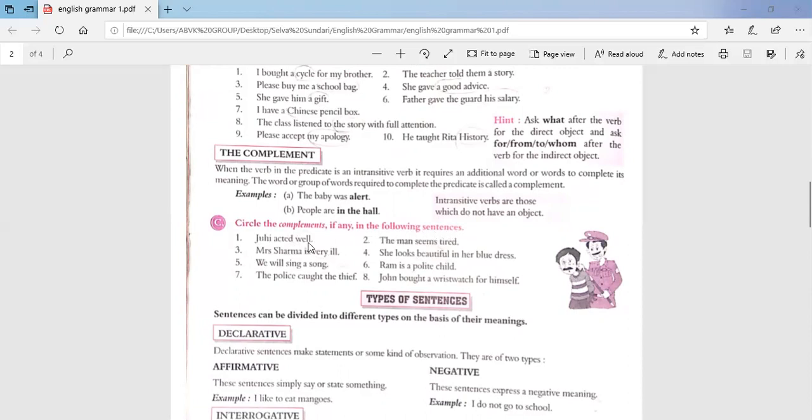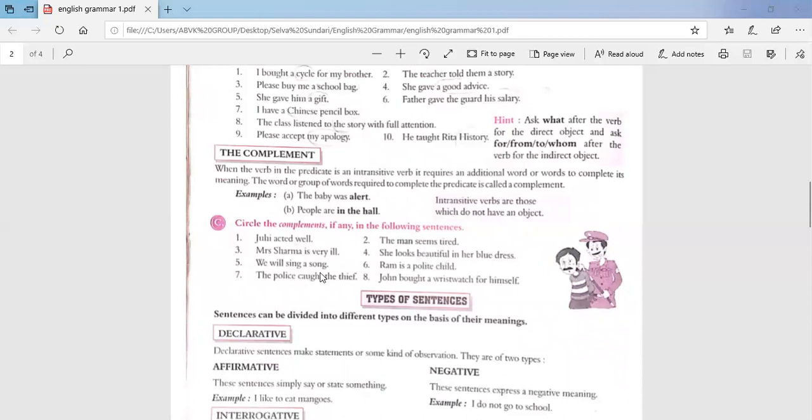Juhi acted well. How did she act? Well. So that is the complement. The man seems tired. How does he look? Tired. So this is the complement. Mrs. Sharma is very ill. How is she? She is very ill. So very ill is a complement. She looks beautiful. How does she look? Beautiful. So this is a complement.